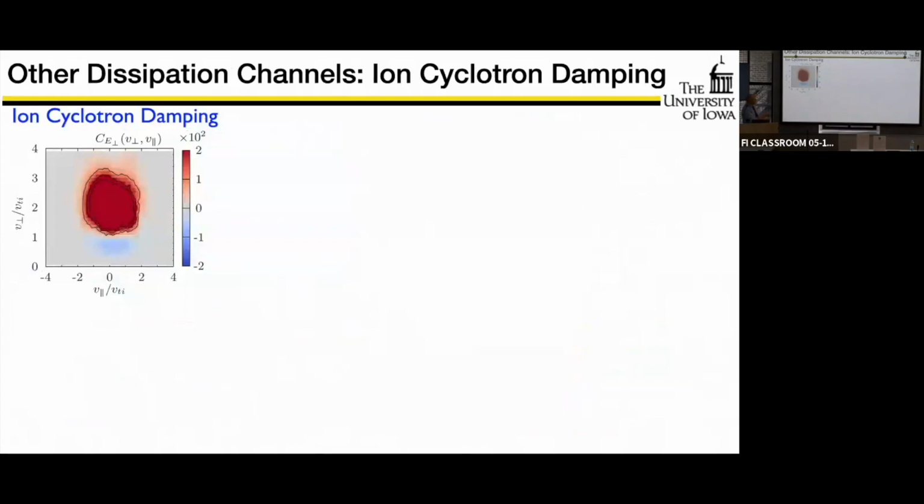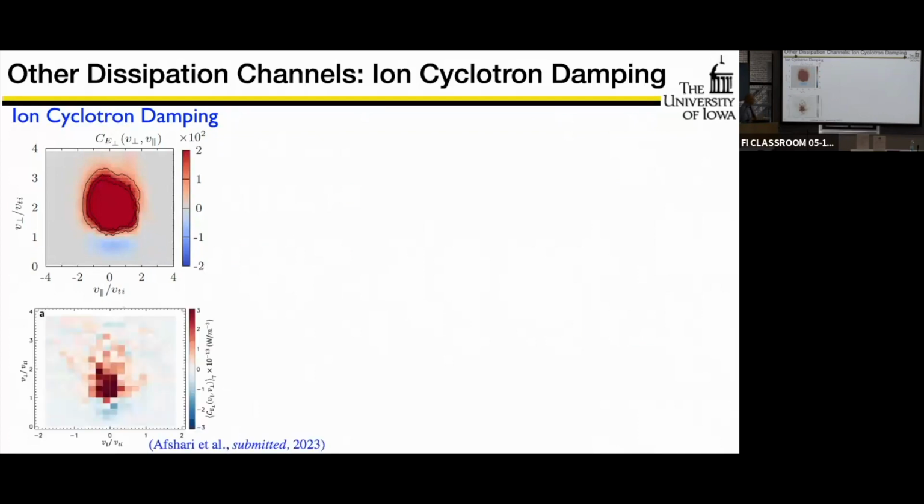This was a prediction from some earlier numerical simulations of what that cyclotron damping signature would look like. When we did that with the spacecraft measurements, we got something that looked very similar. We got a lot of energization between 1 and about 3 thermal velocities and a little bit of loss below that. And at this point, my student had become a postdoc and he was not completely convinced himself.